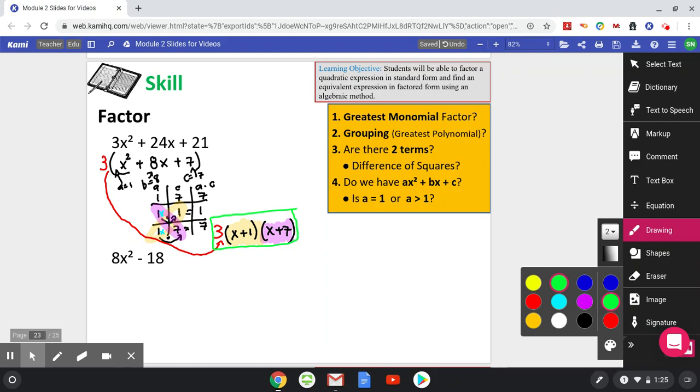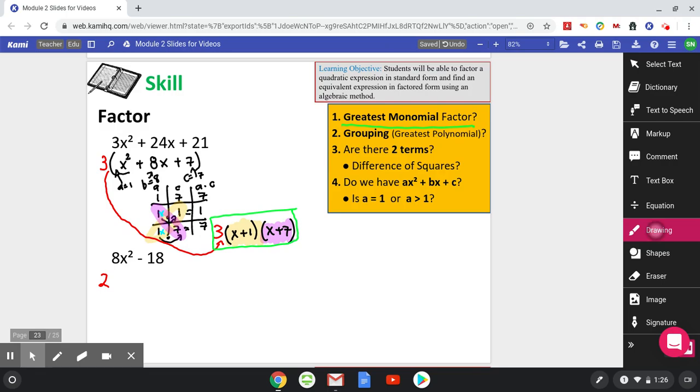Okay, now moving to problem number 2, the one at the bottom. Doing the same idea as before, we're going to see if we can factor the greatest monomial factor. That would be step number 1. Is there any number that 8 and 18 can both be divided by? We will be dividing by 2. That means that we are going to factor out a 2.